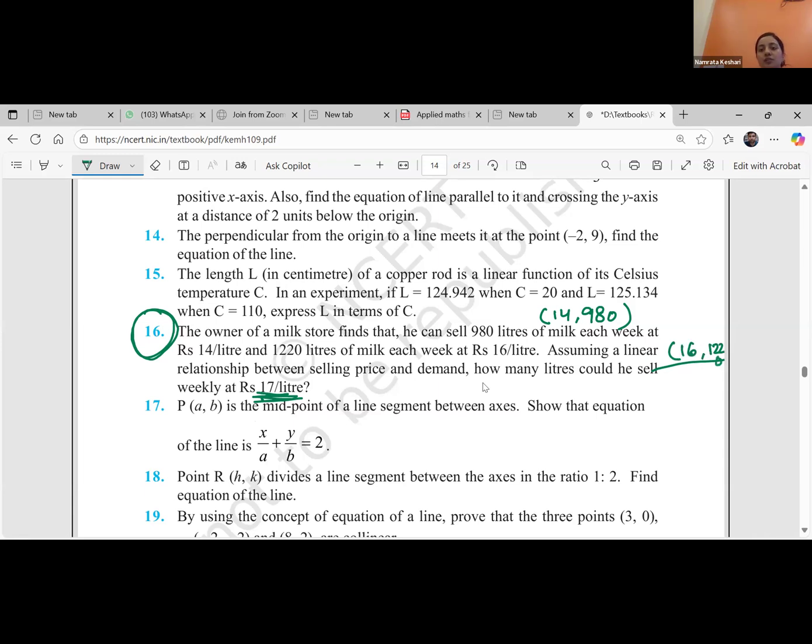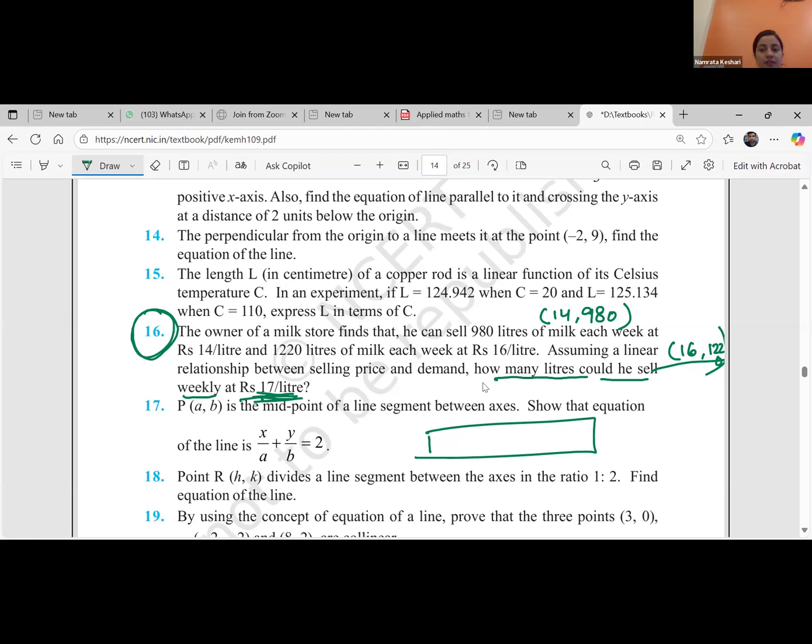Okay, two coordinates we are having. We can use the two-point formula to create the equation of a line. After creating the equation of a line, it asks how many liters he could sell weekly at 17 per liter. That means first create the equation, first create the linear function, and then just find when x is 17, then what is y. Is it making sense?